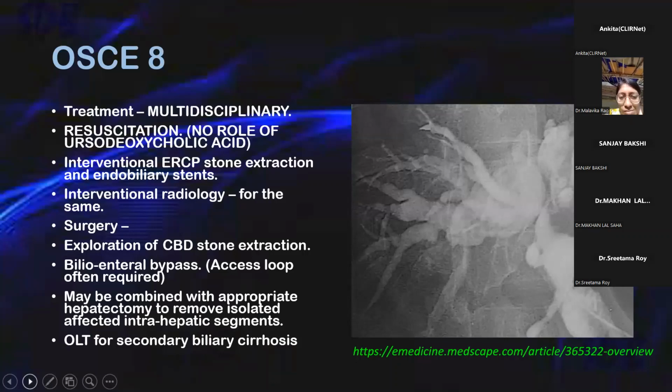What is an access loop, Malavika? I don't know. Okay, I can't annotate out here, but basically what you do is you do a hepatico-jejunostomy Roux-en-Y. So the options really are, nobody can do a drawing out here. No, I can't do a drawing. The options really are, hang on, I can actually, sorry.